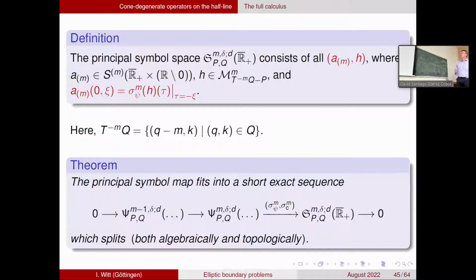Okay, so then what is still to be done is ellipticity and the Fredholm property. So first of all, we have a principal symbol space. It is important always to have an intrinsic characterization of the principal symbol space.